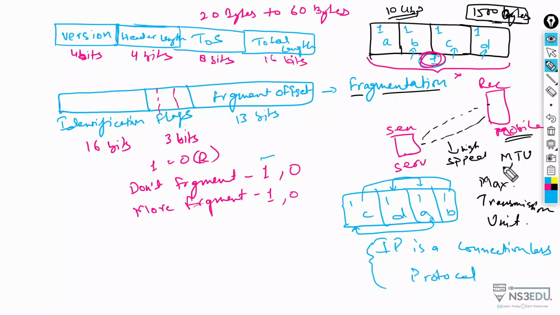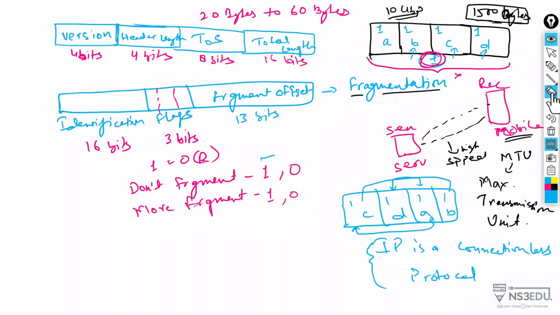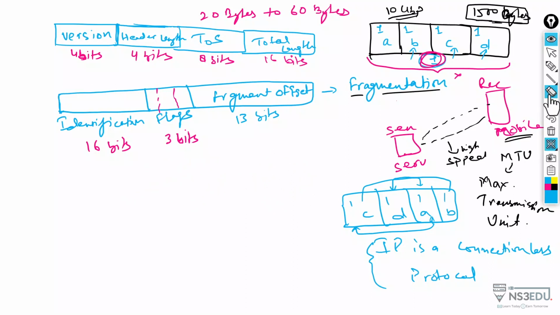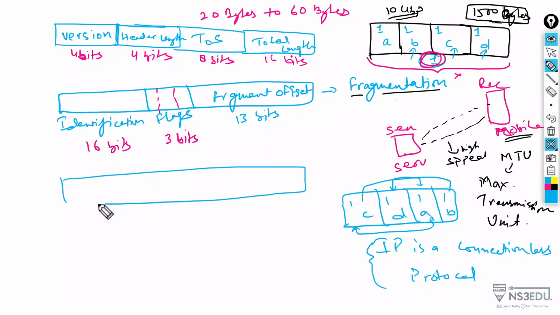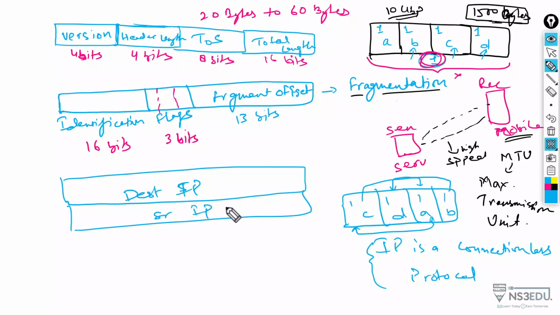Then let's move on to the next fields. We have the destination IP and then the source IP. The destination IP is used to identify any destination, and the source is used to identify any source IP address.